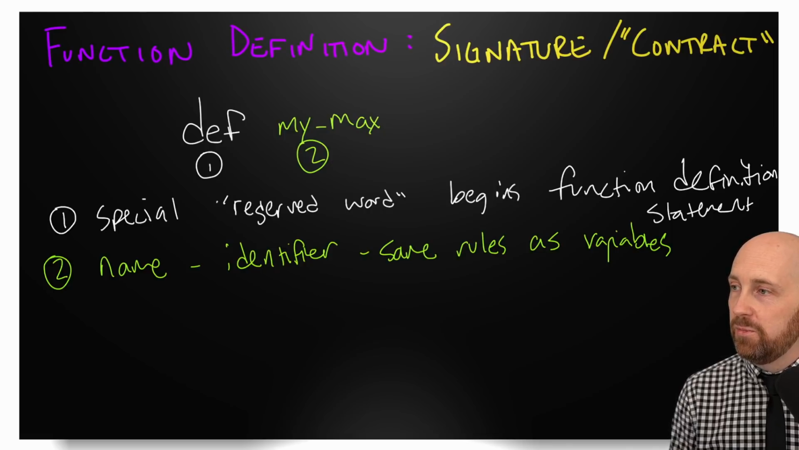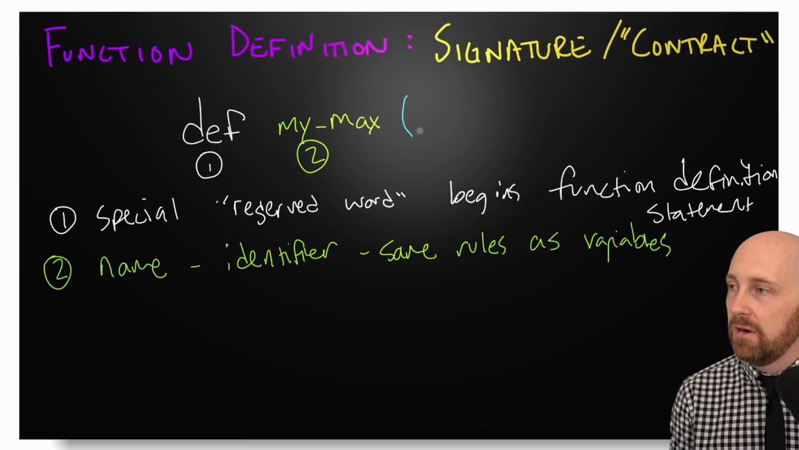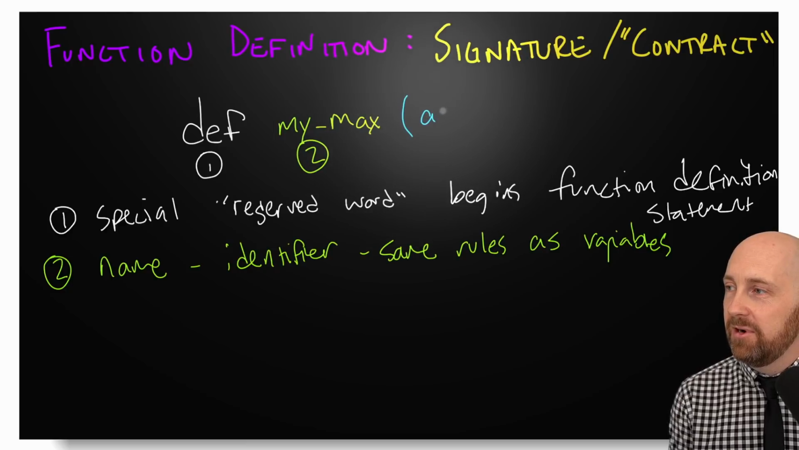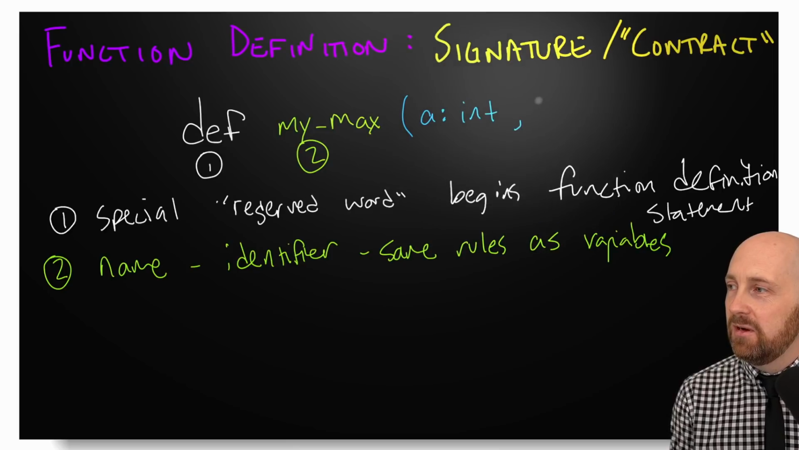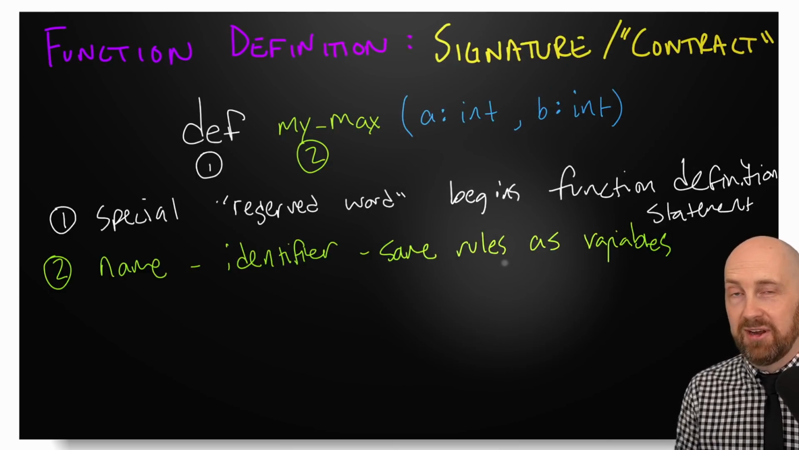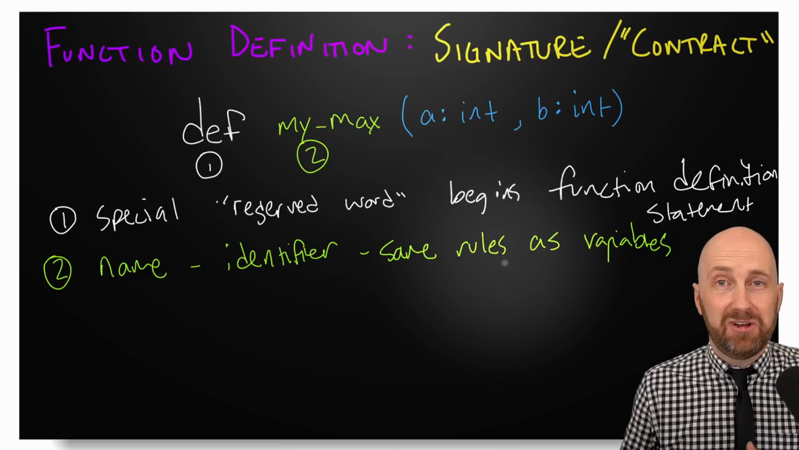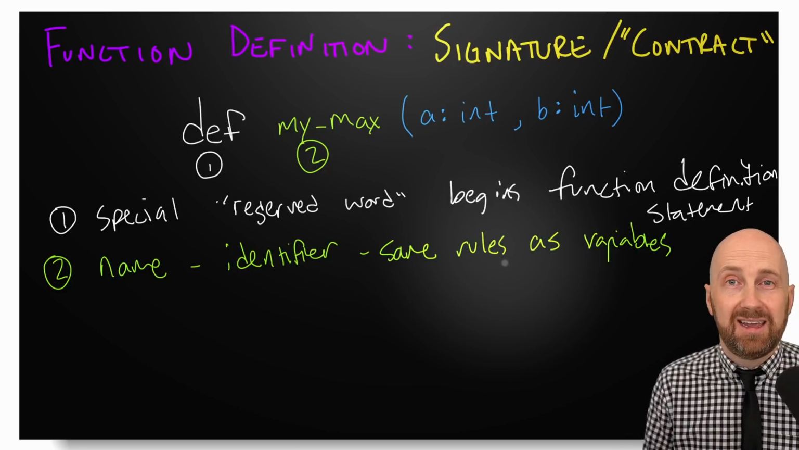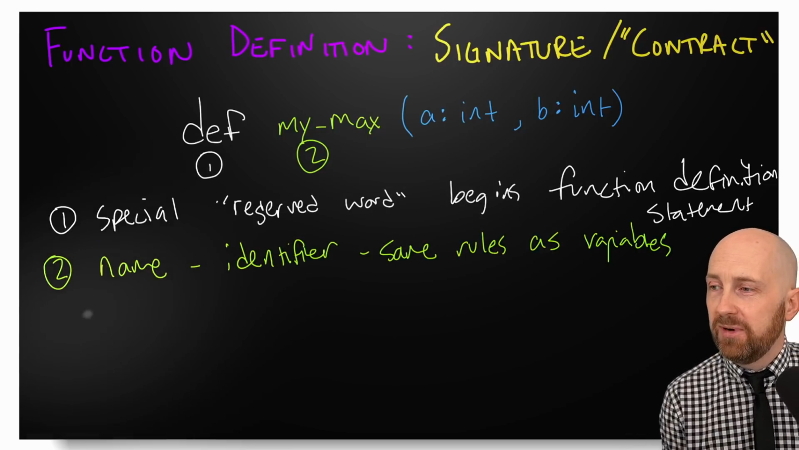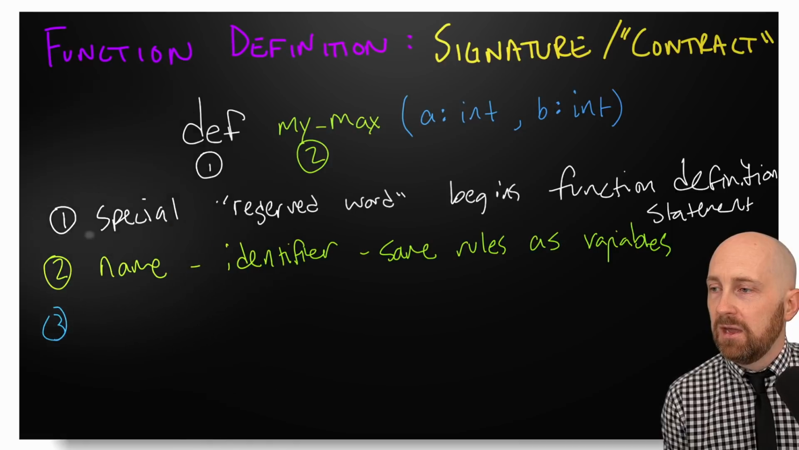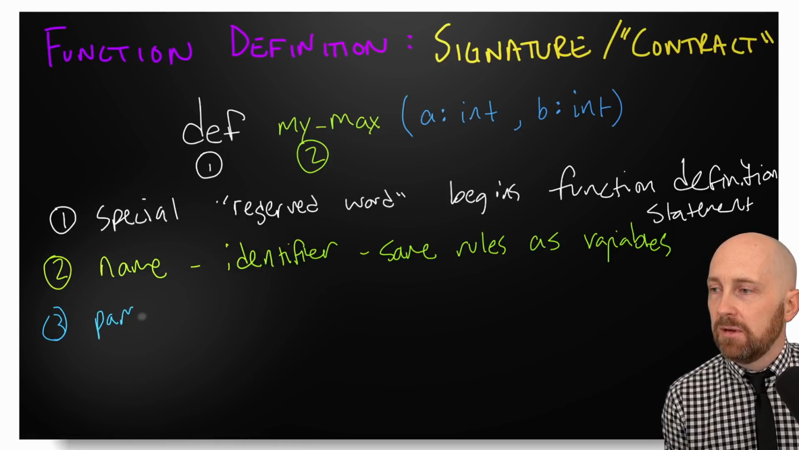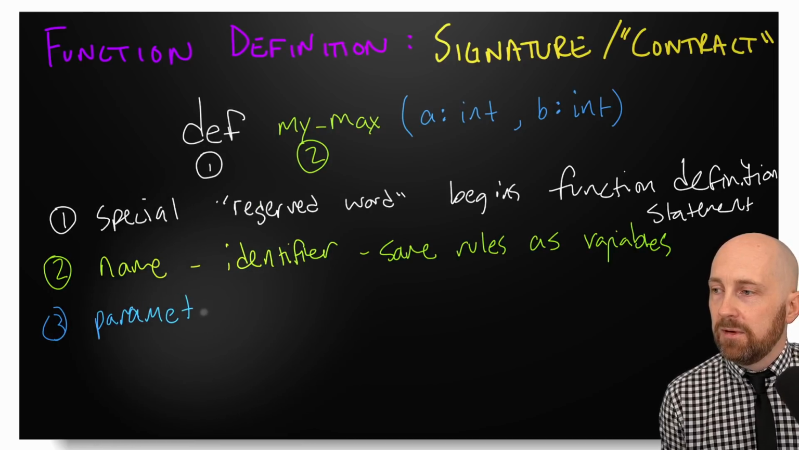I'm going to use blue for the parameter list. So in blue, we had our parameter a, which is an integer. And this should look familiar, because this should look kind of like variable declarations, because these kind of are variable declarations. They're a special kind of variable called a parameter that is specific to the idea of a function. So this is our parameter list, and the parameter list is surrounded by parentheses.